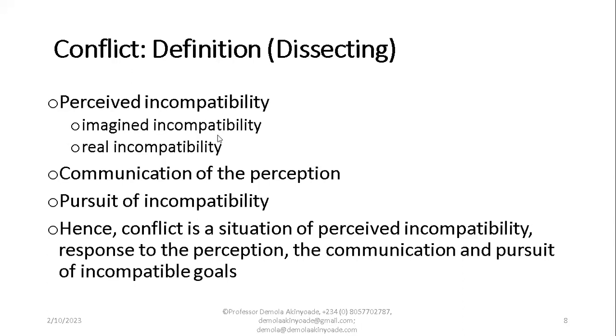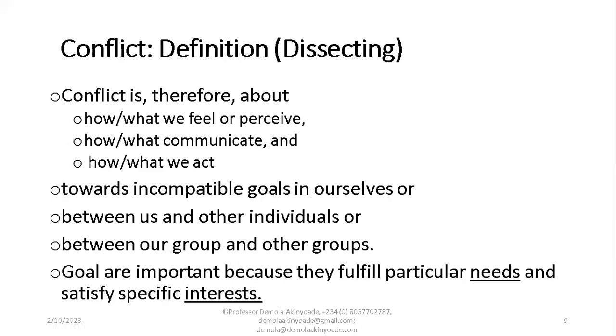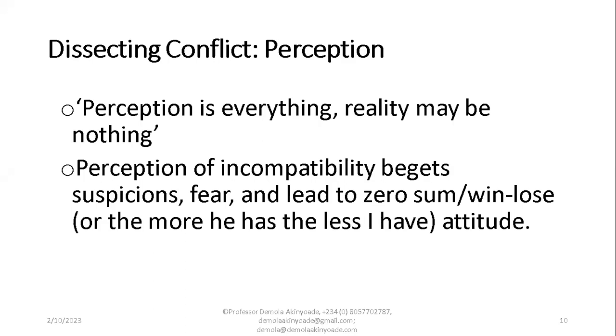And this understanding of conflict has implications for conflict management. It helps us to know that when we talk about conflict, it is not only what people do, it's not only what people say. It's more than that. It goes to the level of how people feel, what they perceive, what they communicate and what they act towards incompatible goals in ourselves, between us and other people, and between our group and other groups. So response, perception, communication, and action towards incompatible goals, this is what conflict is about.